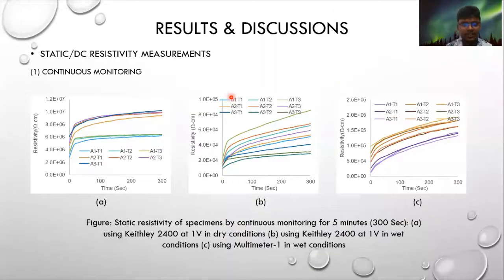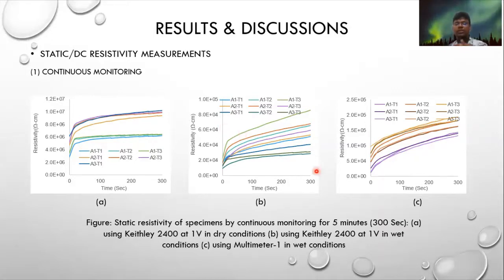Now look at the results and discussions that we have obtained from the static or DC resistivity measurements using different instruments and different conditions. Figure A shows the specimen at dry conditions, using Keithley, and Figure B shows a specimen at wet conditions, using Keithley at 1 volt. We can see that in both conditions the resistivity is increasing over time, and initially the resistivity increase was much higher. Another thing is that we do not get a similar or repetitive pattern for the same specimen or same mixture. That's one of the drawbacks that we have obtained.